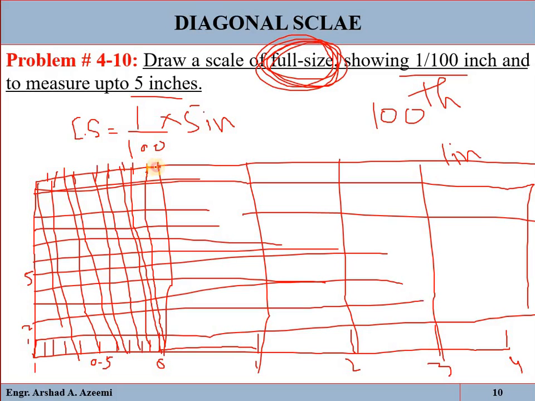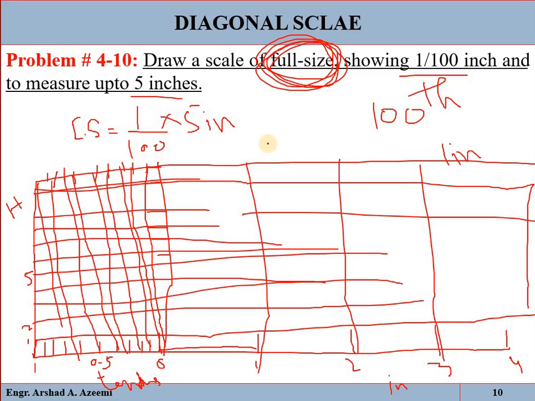So this will be 0.1, this will be 0.09, 0.08, 0.07, 0.06, 0.05 and so on. Means 0.1 inch is further divided into 10 parts. So here we have the inches, here we have the tenths, and here we have the hundredths.